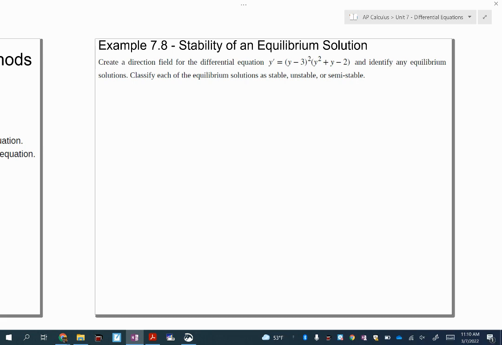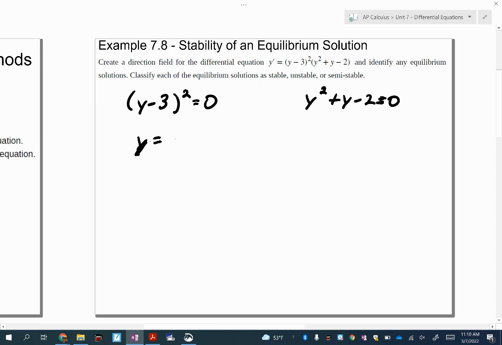So let's do a little bit of algebra here and set y minus 3 squared equal to 0, and y squared plus y minus 2 equals 0. This one's pretty straightforward: positive 3 is going to make that 0. Here I'm going to factor: y plus 2 times y minus 1. So my two solutions here are going to be y equals negative 2 and positive 1.